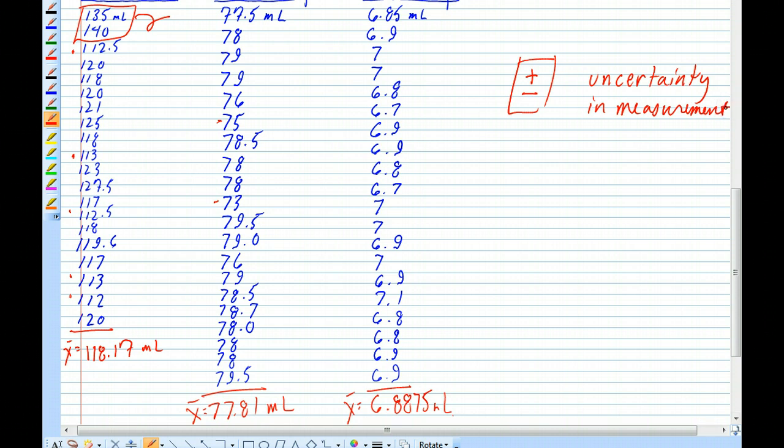Uncertainty in measurement. There are two ways that we can get it from this data. We can use what's called the maximum deviation from the mean. There's actually more than two ways, but I'm going to show you two ways: the maximum deviation, or the average deviation.